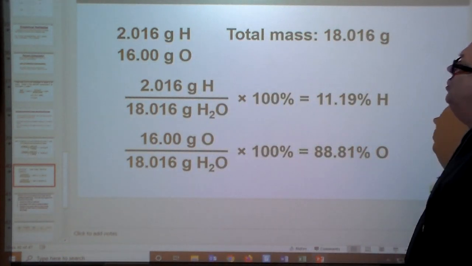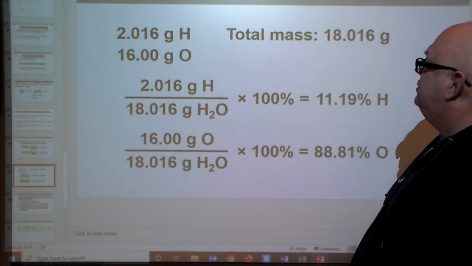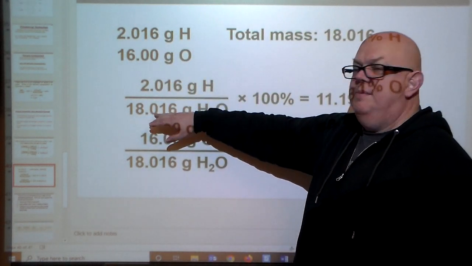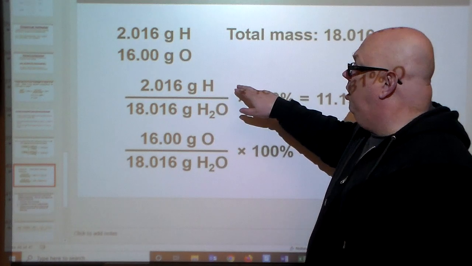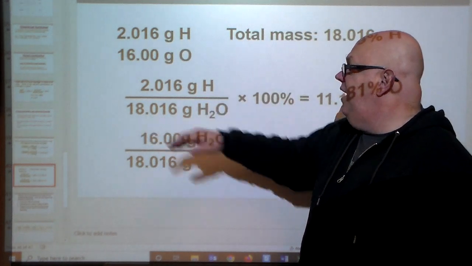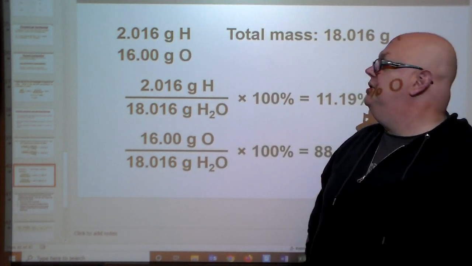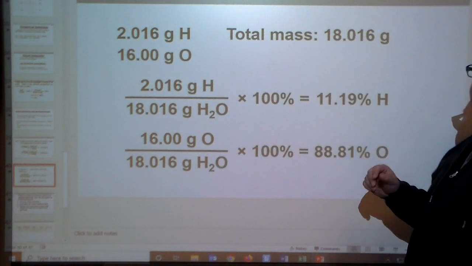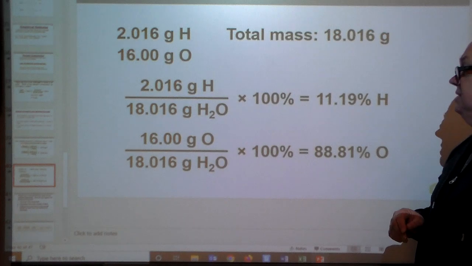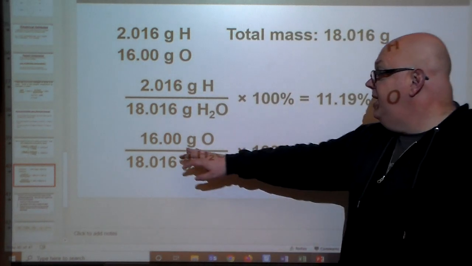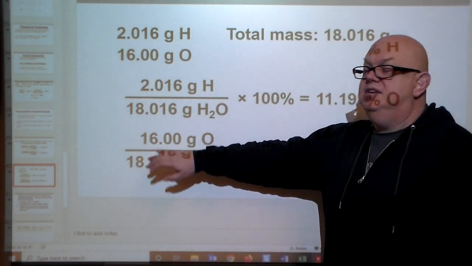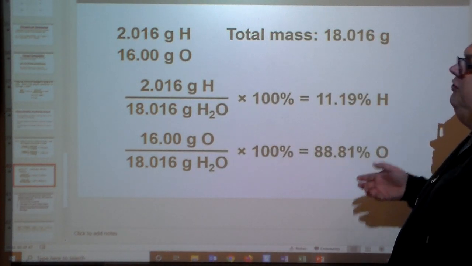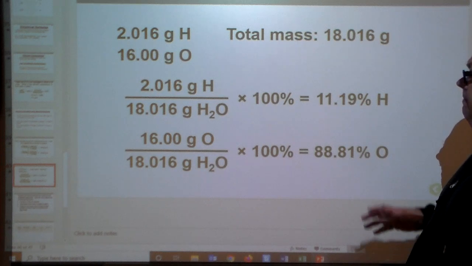Okay, so our total mass is 18.016. So we can say take the part divided by the whole. Here's the hydrogen part, 2.016, divided by 18.016 times 100, and that gives us 11.19% hydrogen by mass. Okay, we can do the same thing with the oxygen. Take 16 divided by the 18 times 100, and we walk away with almost 89%.